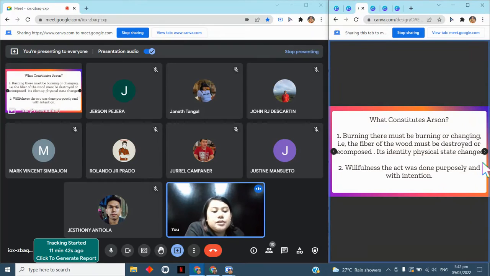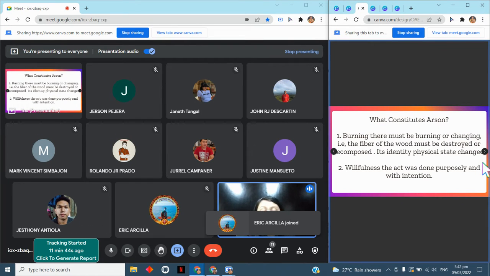No? So, what proves or says that it is arson? Okay? It is necessary, no? That there is really a burning. And our fuels are destroyed or decomposed. We can see that, when it is so decomposed, and it is not all wood. It's not made of combustible materials. It is made of cement, no, metals, and all. So, we also have willfulness here. The act was done purposely and with intention.